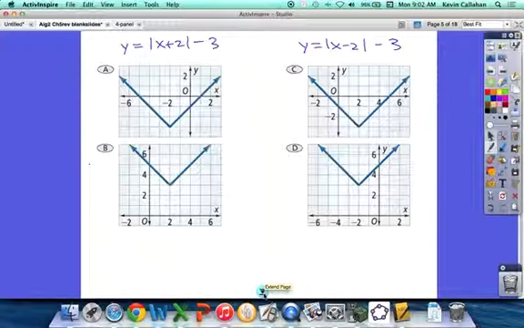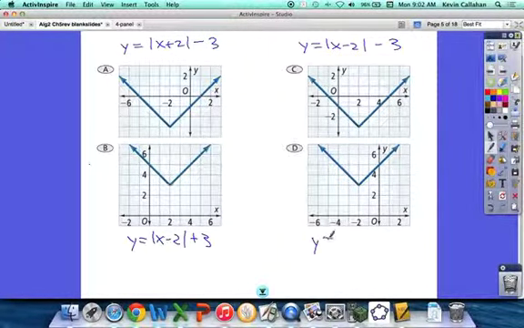Okay, how about this one? This one is right 2 up 3. How do I show right 2 up 3? X minus 2 plus 3. Okay, how about this one? This one is left 2 up 3. X plus 2 plus 3.